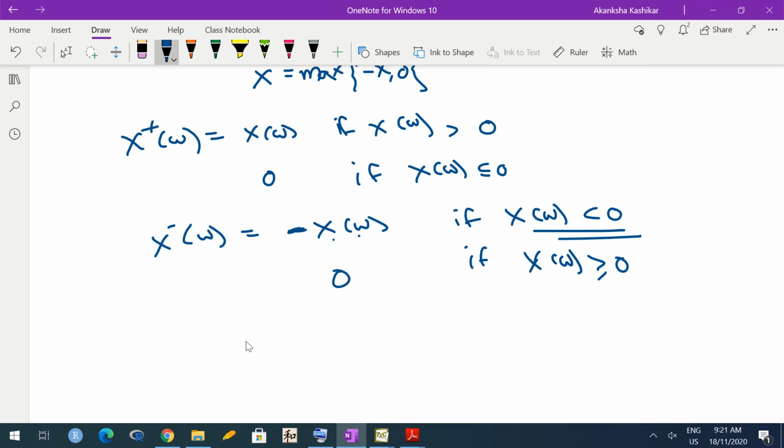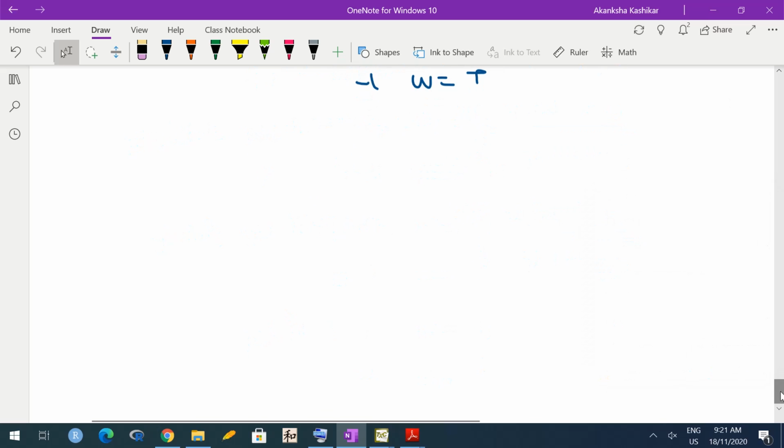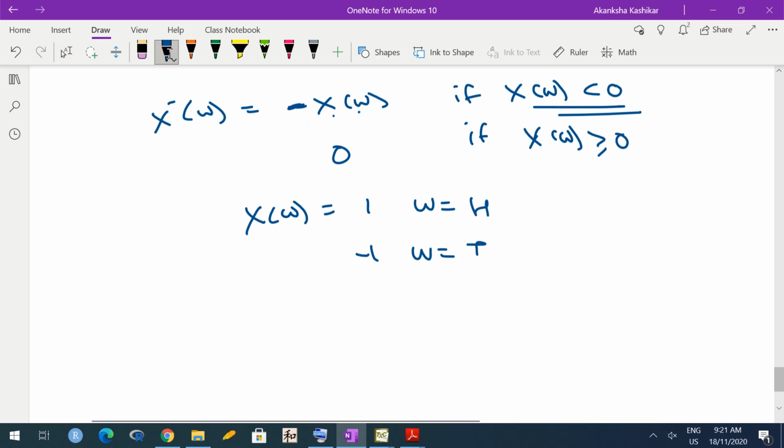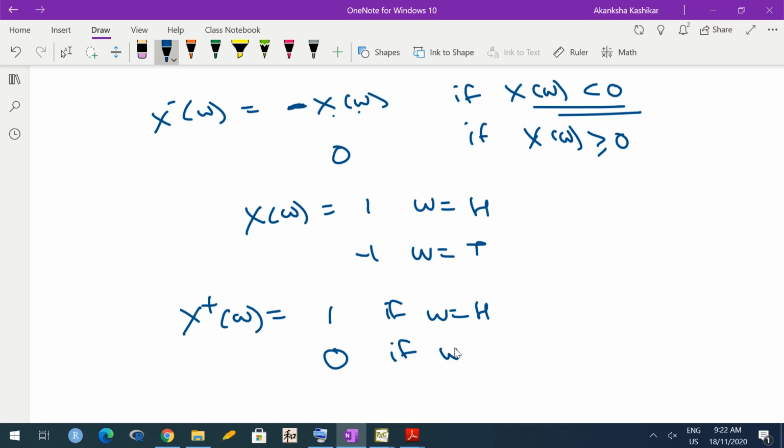Is it okay? Let me take one example. Suppose x of omega is defined as 1 if omega is equal to head, and minus 1 if omega is equal to tail. Suppose we are talking of a coin toss. Then what are the positive and negative parts? So x plus of omega would be 1 if omega is head, because it's a positive part, so I retain it as it is, and it is 0 if omega is tail, because it's negative, so the contribution of the negative part becomes 0. Similarly, x minus of omega would be 0 if omega is head, because I don't want any positive things coming in here, and it becomes minus of x of omega, so minus of minus 1, which becomes plus 1 if omega is equal to tail. Is it okay?